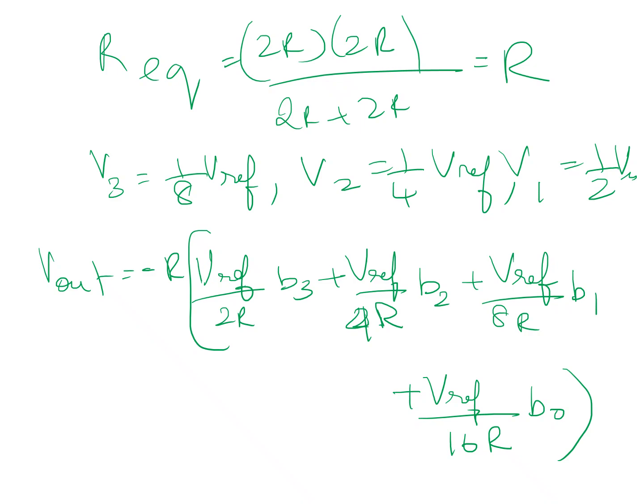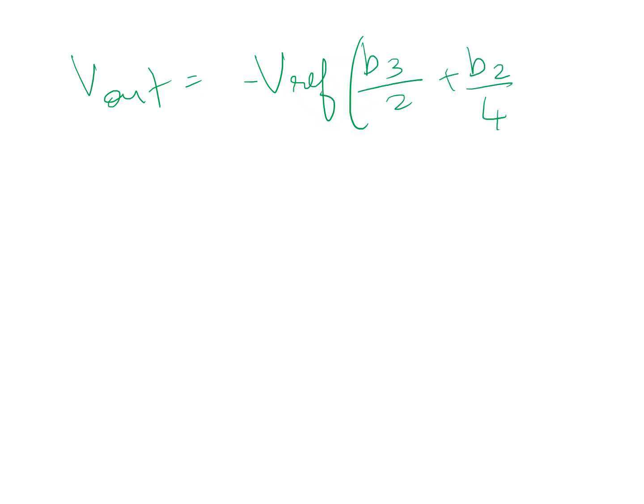B3 corresponds to bit 3, B2 to bit 2, B1 to bit 1, and B0 to bit 0. So this is the final expression of the output voltage of a 4-bit ladder DAC. So according to the bits, the equation can also be modified. Therefore, V out is equal to minus V reference into B3 by 2 plus B2 by 4 plus B1 by 8 plus B0 by 16.